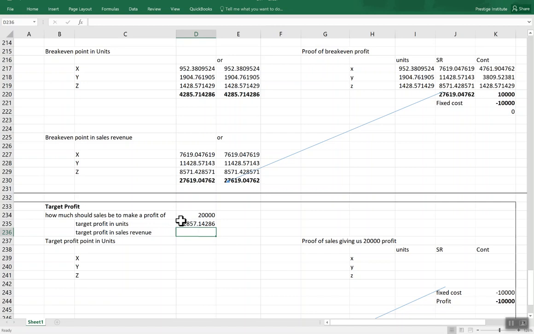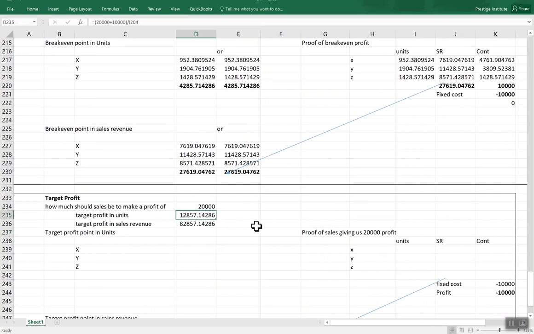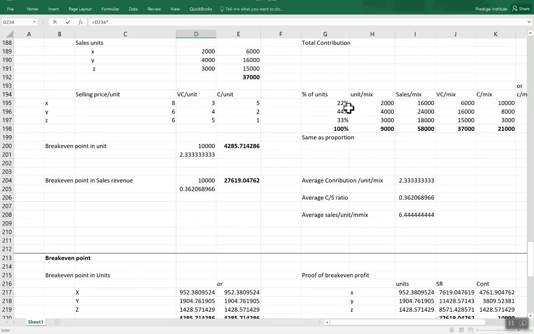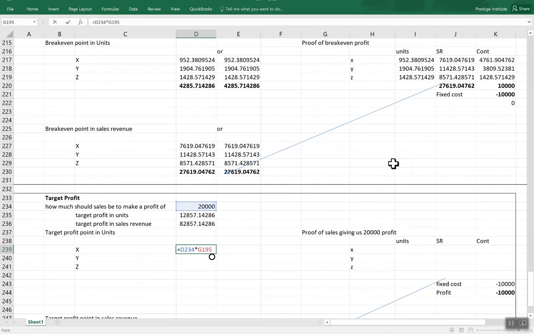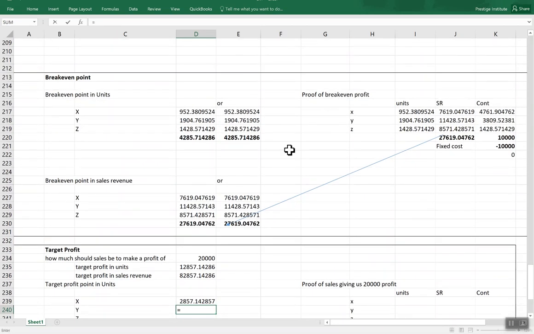And in sales revenue, we are doing the same thing, fixed cost plus profit, but dividing it by CS ratio. CS ratio is 0.36. So we need to have 12,857 units or 82,857 sales revenue to have 20,000 profit. Now let's prove it. 12,857 units multiply. I will directly do it by percentage because I've already found the percentage. It is simpler, but you know that both of them work. So directly multiplying by the percentage. If you take 2,000 divided by 9, it gives you that 22%. So it should be the exact same thing.